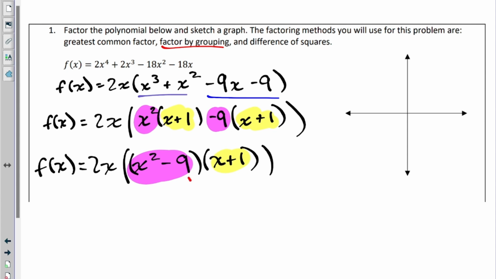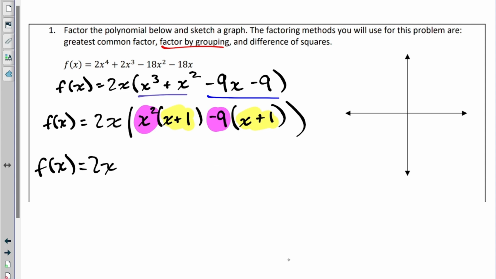Well, if I were to multiply this out, if I were to distribute this, I'd have to multiply x squared times this set of parentheses and negative 9 times this set of parentheses. And so the x plus 1 is just here. I just combined these two terms together into one polynomial. Okay, so let me clean this up and let me show you what we're actually working with here. So in total, here's what we have. I'm going to get rid of the highlighting. I'm just going to rewrite it real quick.